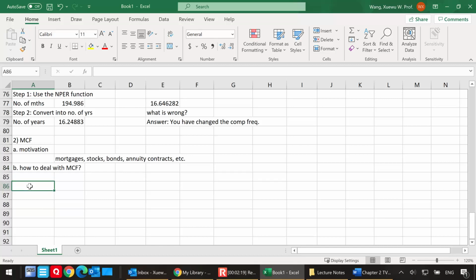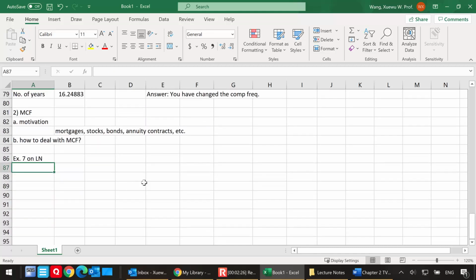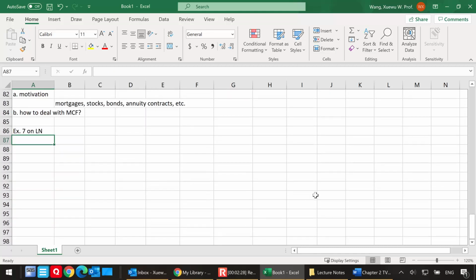I'd like to bring up example number 7 here. I'm going to show you the methodology, and how you can model and solve multiple cash flow problems very conveniently in Excel. Let's look at example number 7 in the lecture notes. It is a very good habit to have your lecture notes side by side when you watch the video lecture.